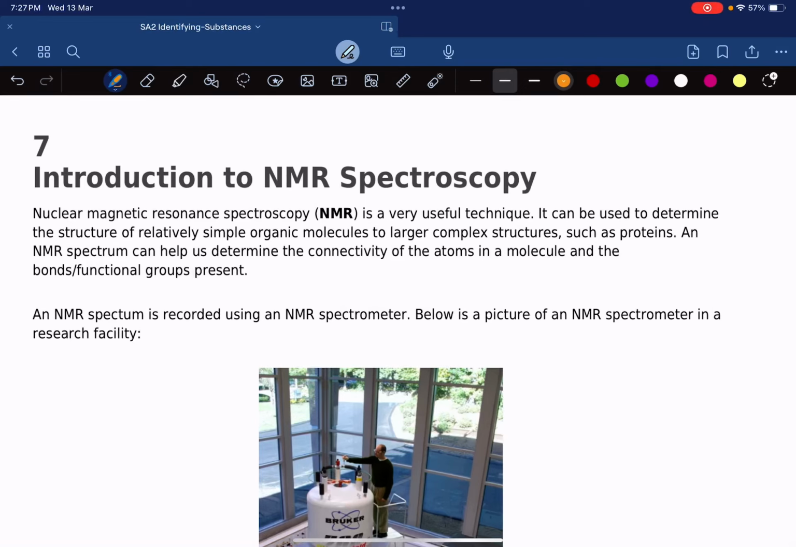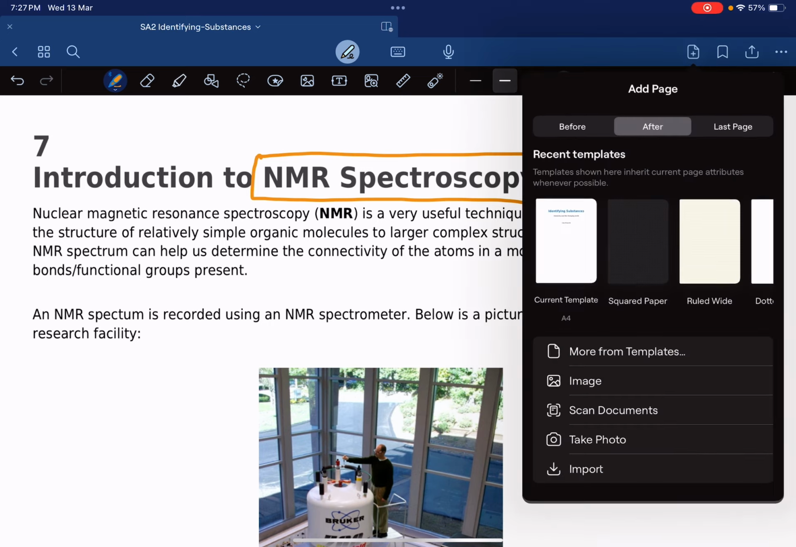Hello there folks. So today I'm going to talk to you about this. This is called NMR, Nuclear Magnetic Resonance Spectroscopy. Now what I'm going to do is very quickly explain to you what this method is and kind of how it works. Okay, so here we go.